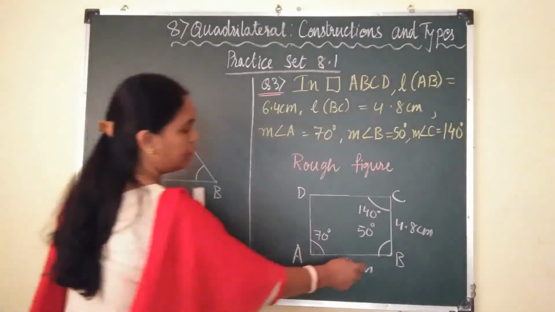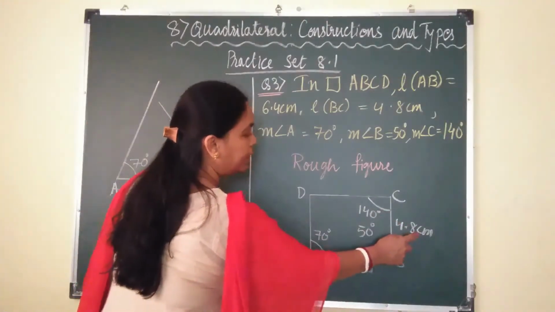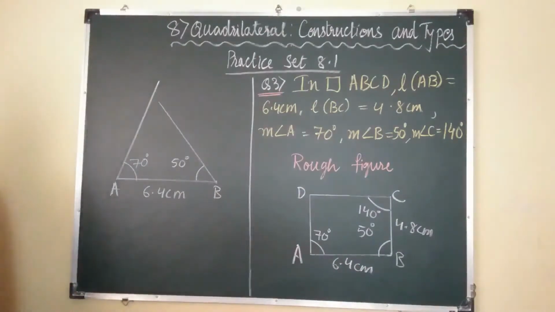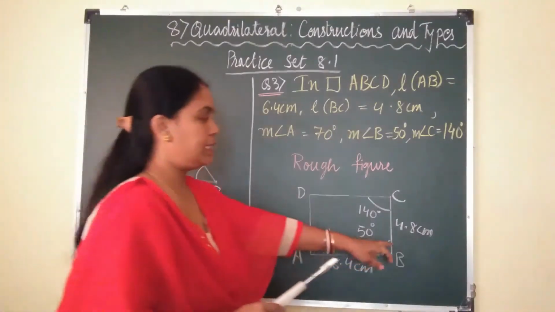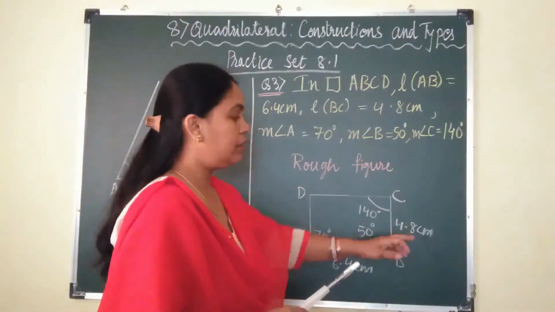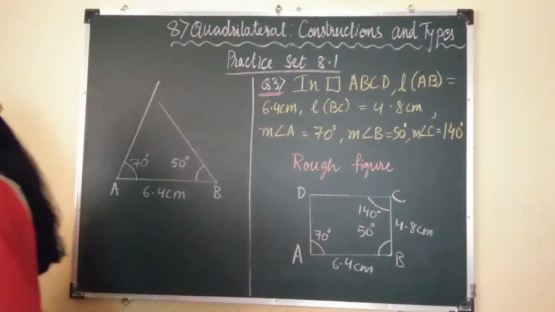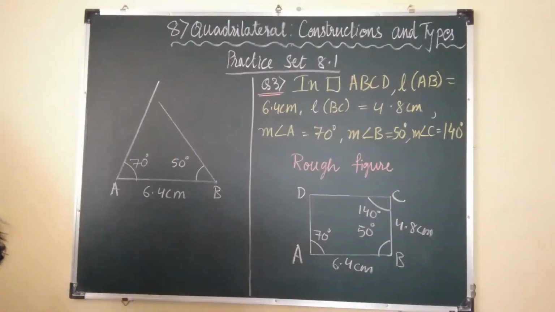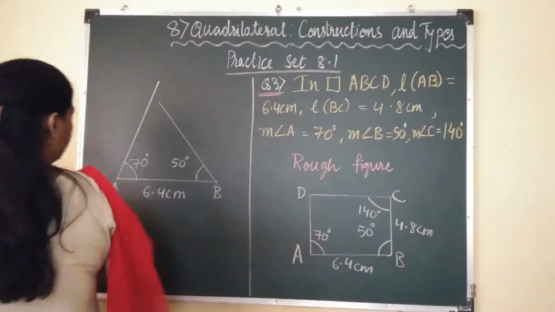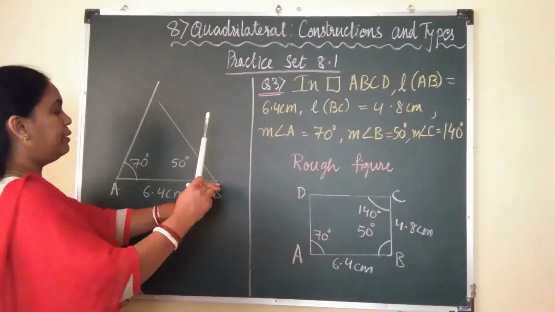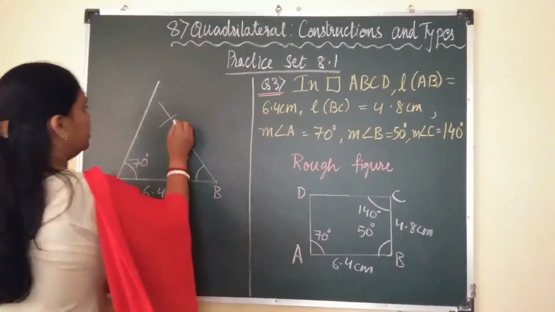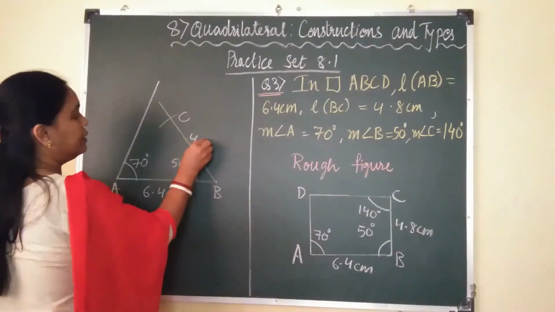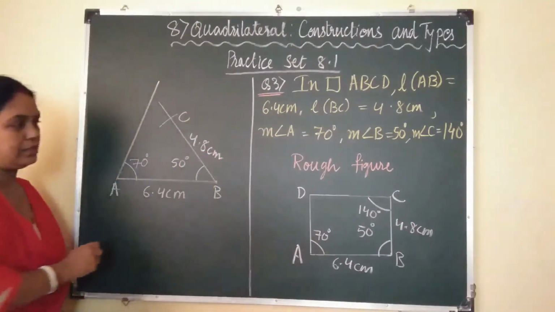Now we have to measure BC 4.8 centimeters. So using your rounder, you will take BC 4.8 centimeters with the help of scale. From point B, mark the point C. Here C, and this length is 4.8 centimeters.